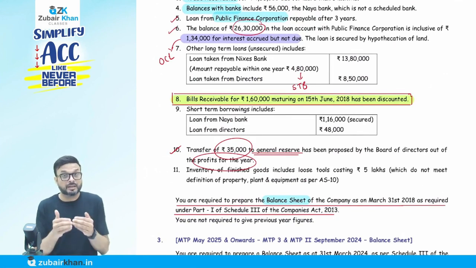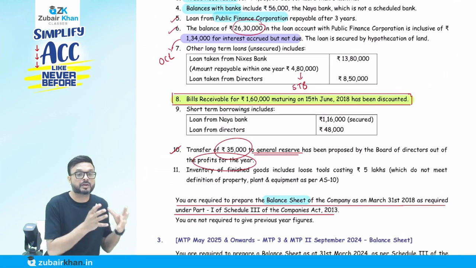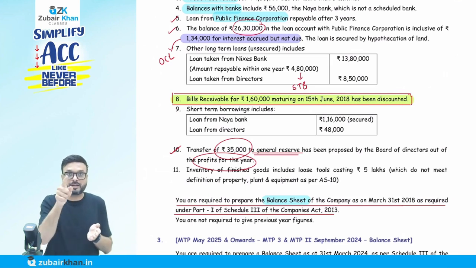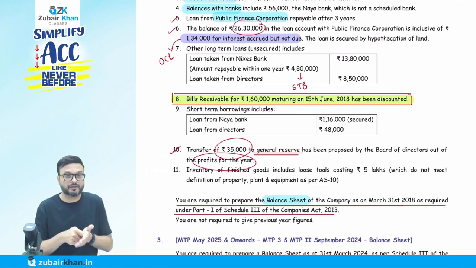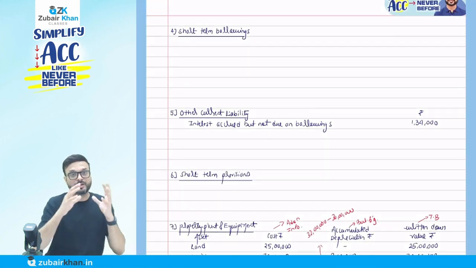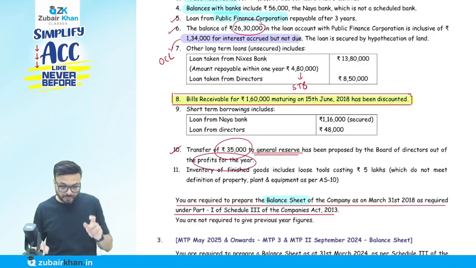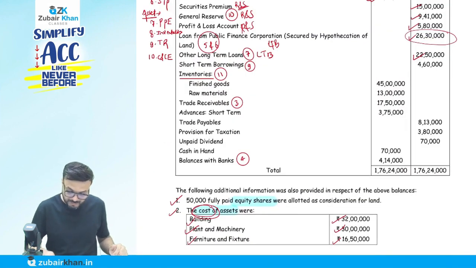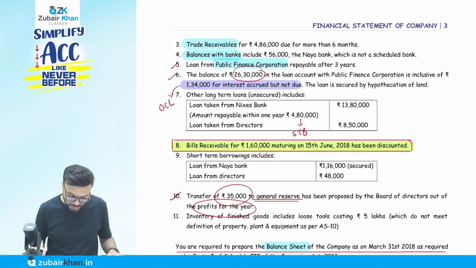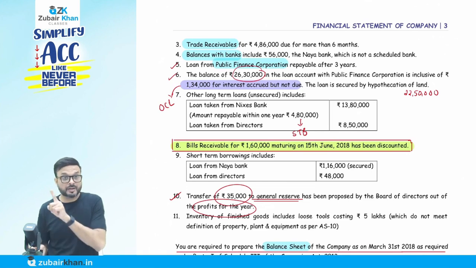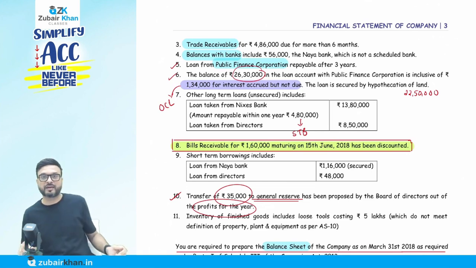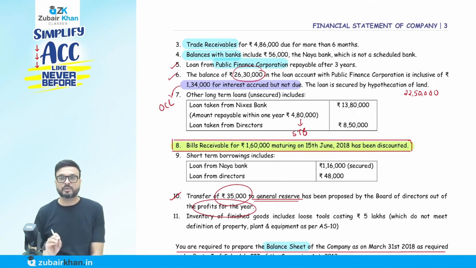Whatever I am writing here, write it down in your question bank. If I am writing on rapid gist, write it on rapid gist. If I am writing in the notebook, you write it in your notebook. The total other long-term loan that I have is 22,50,000. If you have not yet received the question bank book, write it somewhere in the notebook.